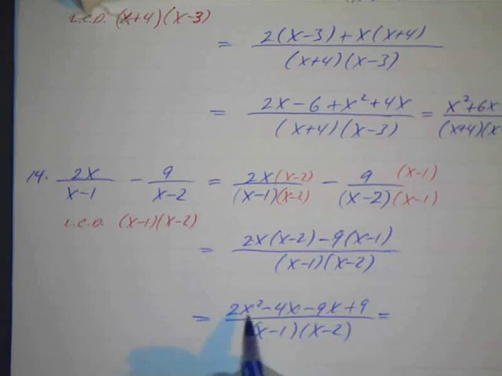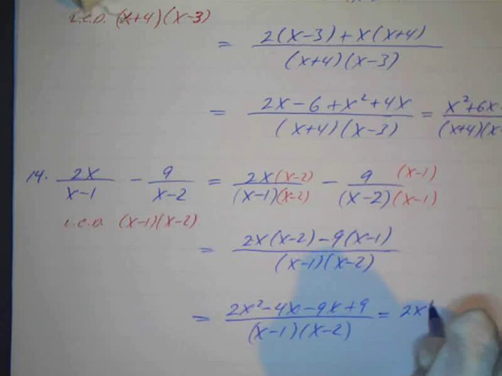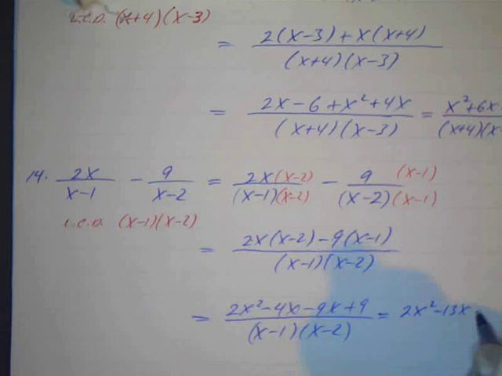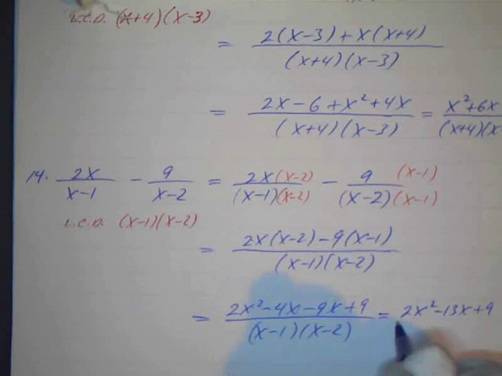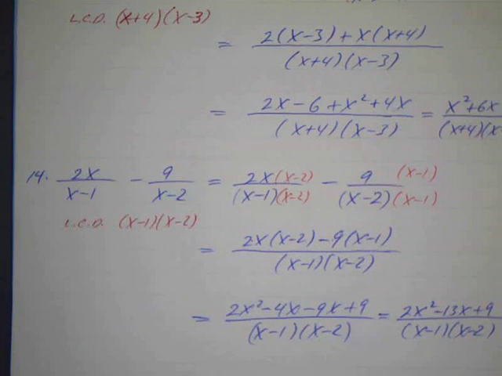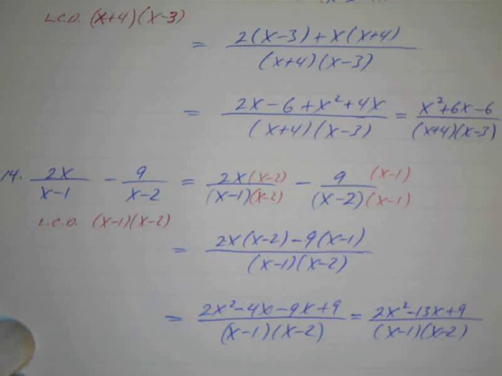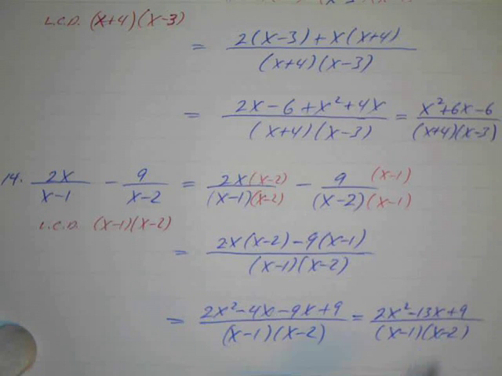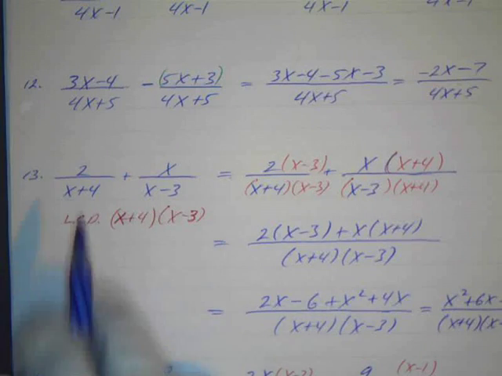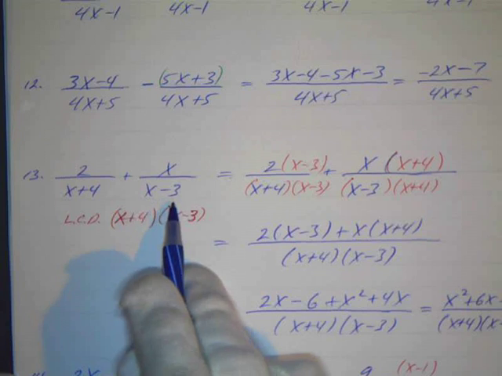And I can simplify this. I've got 2x squared, a 2x squared term. And I've got negative 4 and negative 9 is negative 13x plus 9. All over my LCD, x minus 1, x minus 2. And again, the restrictions on my domain would be x cannot equal 1 or x cannot equal 2, because that would make the denominator 0. And we also had restrictions on the other problems also. I just didn't list those. But in this case, x cannot equal negative 4, x cannot equal positive 3.